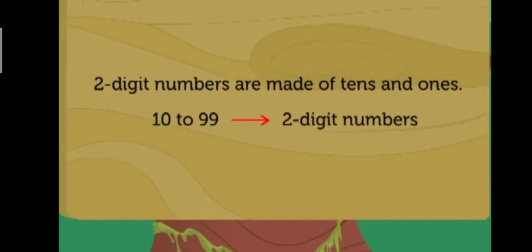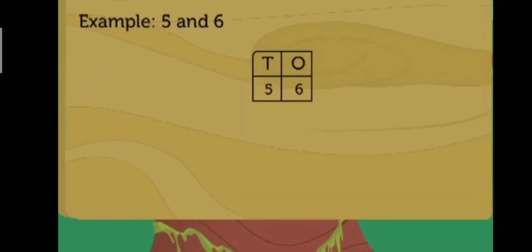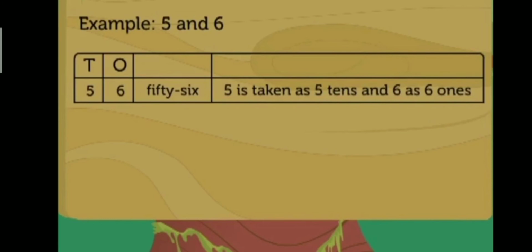Students, let's take the digits 5 and 6. Here we place one digit at 1's place and other at 10's place. Students, look, we got the number 56. Students, as you can see, the digits are written in increasing order. So, it is the smallest two-digit number formed with the given digit. Here, 5 is taken as 5 tens and 6 is taken as 6 ones.